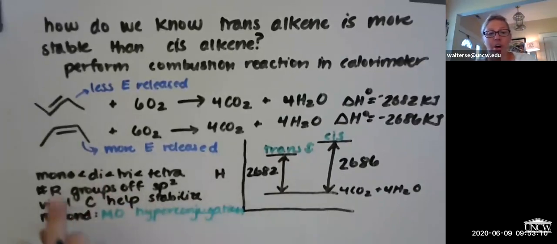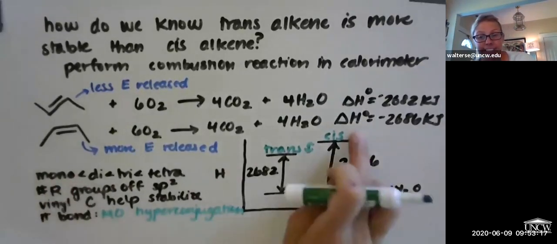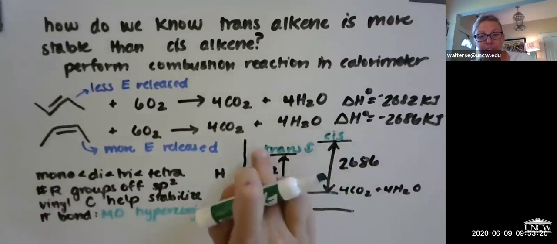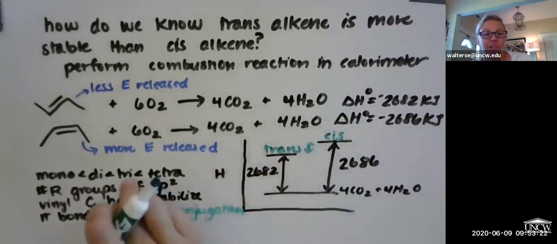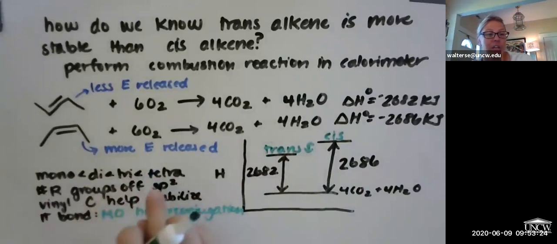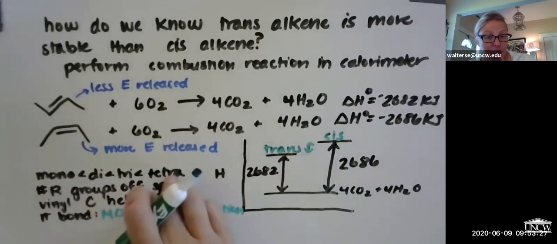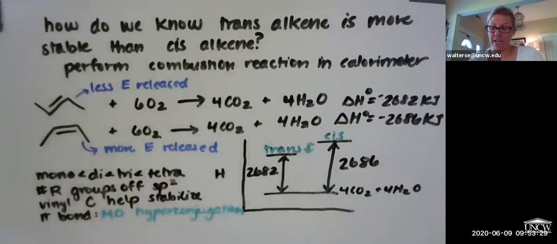But you just need to know relative order. So you would need to know that a monosubstituted alkene would be less stable than a cis alkene, which is less stable than a trans alkene, which is less stable than a trisubstituted alkene, which is less stable than a tetrasubstituted alkene. So if you were given a set of alkenes, you would need to be able to either rank them or pick the highest energy or lowest energy alkene, or most stable or least stable alkene based on the degree of substitution.